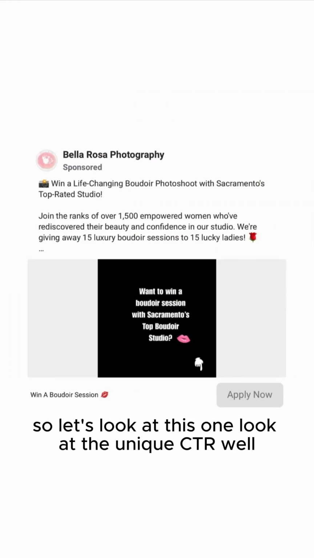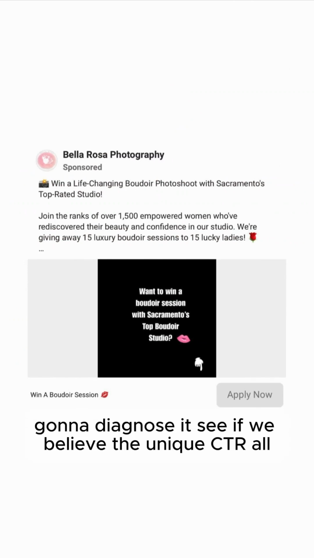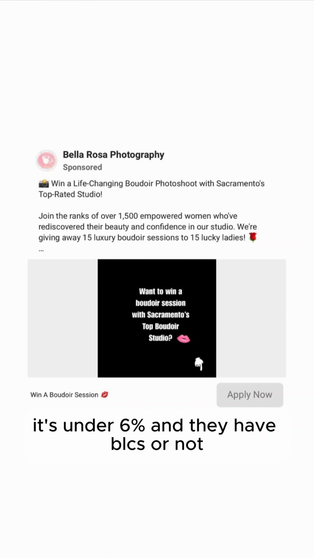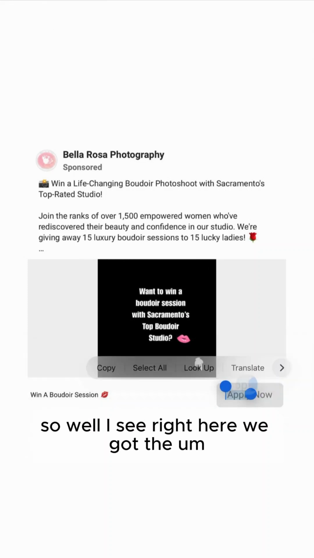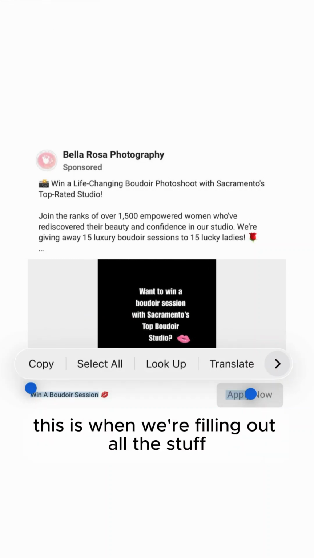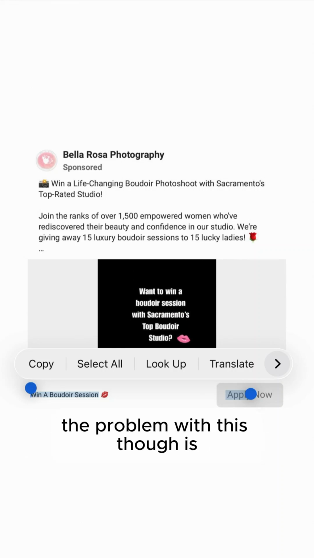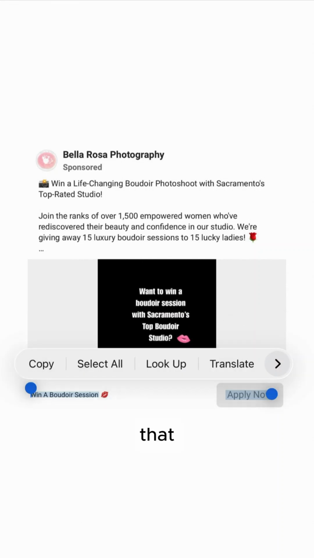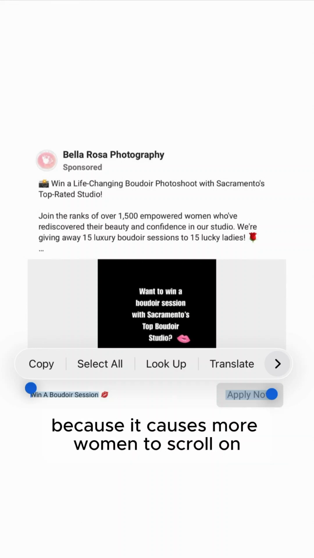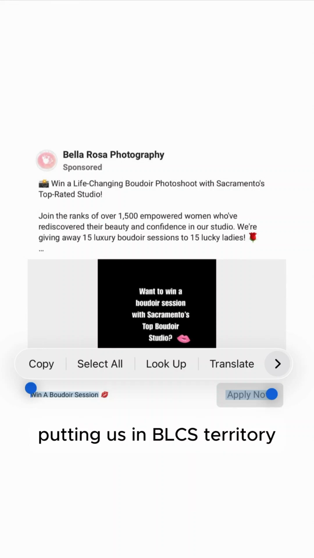So let's look at this one. Go look at the unique CTRL and diagnose it, see if we believe the unique CTRL is under 6% and they have BLCS or not. Well, I see right here we got the below creative cluster mistakes. This is when we're filling out all the stuff Facebook recommends for us to fill out. The problem with this, though, is that Facebook's recommending us to fill these out because it causes more women to scroll on by, bringing our unique CTRL under 6%, putting us in BLCS territory.